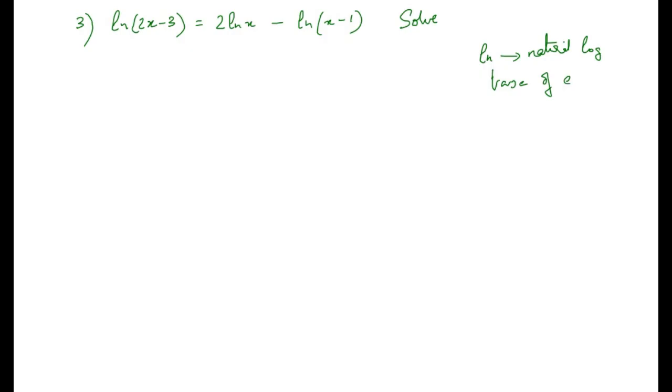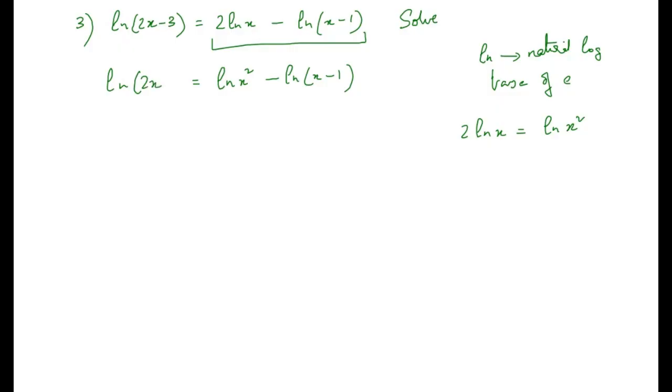So to do that, on the right hand side, the first thing I want to do is instead of 2 log x, I'm going to take the 2 inside the log. So when you take the 2 inside the log, it becomes log x squared. Okay, this is one of the properties. So I'm going to write it as log x squared minus log x minus 1. Left side remains as log 2x minus 3.